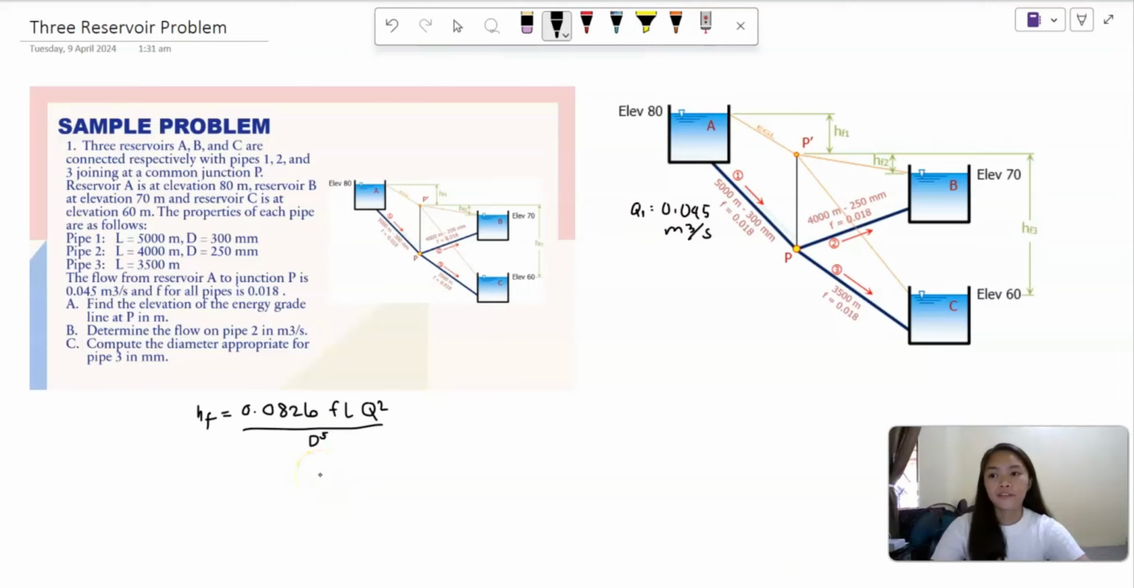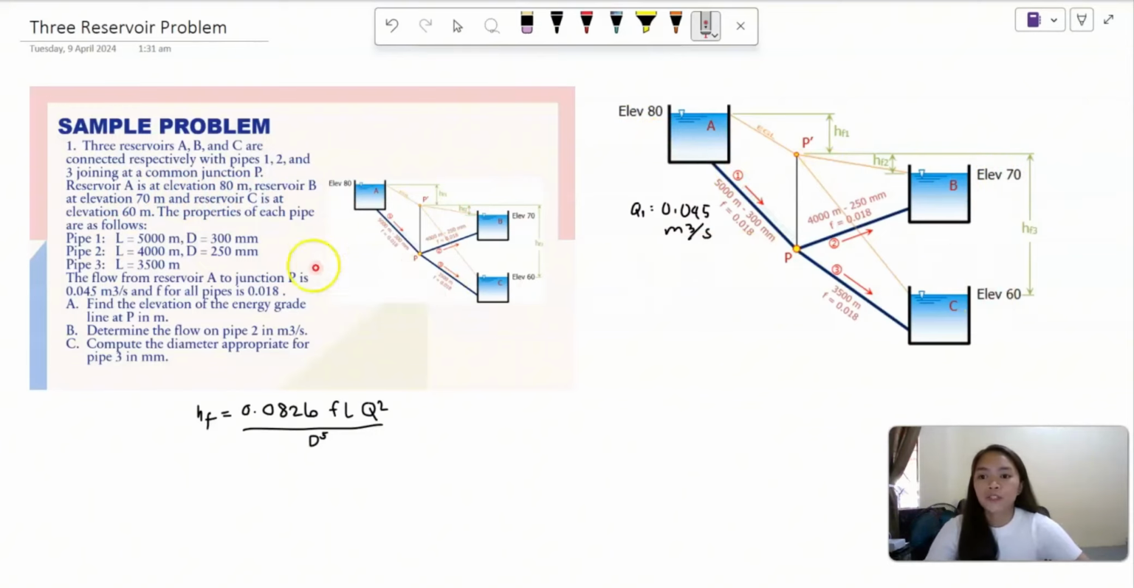So let us now begin the first example of our three reservoir problem. We have here three reservoirs A, B, and C connected respectively with pipes 1, 2, and 3 joining at a common junction P. Reservoir A is at elevation 80 meters. Reservoir B is at elevation 70 meters. And reservoir C is at elevation 60 meters.